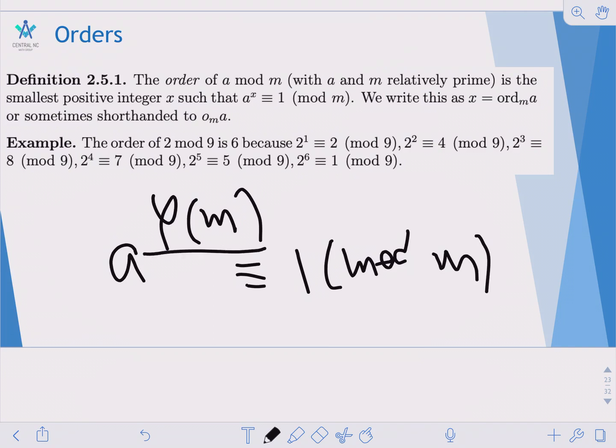So that means there exists a positive integer x so that a to the x is equivalent to 1 modulo m. Namely, phi of m is one such integer. It may not be the smallest one, but at least such an integer actually exists. So the order has to exist, and in particular, since phi of m is a possible exponent, it has to be less than or equal to phi of m. Our next theorem will show us that it not only has to be less than or equal to phi of m, it actually has to divide phi of m.